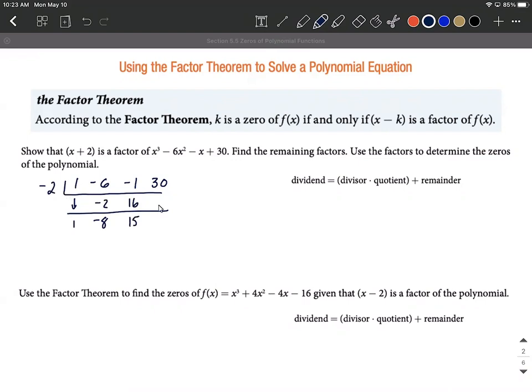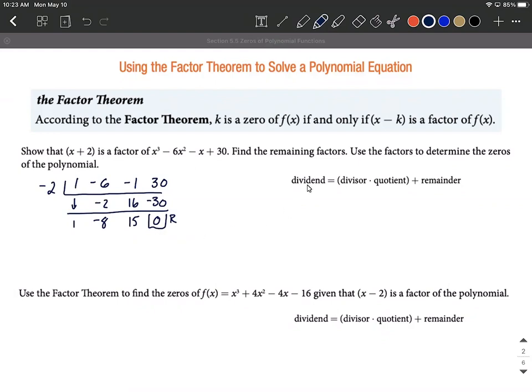Multiply. -2 times 15 makes -30. And then when we add, we get a 0. All right, that's what we're looking for. That's the indication that x plus 2 works as being a factor, whenever we get a remainder of 0. That's going to be a big key as we go through this.